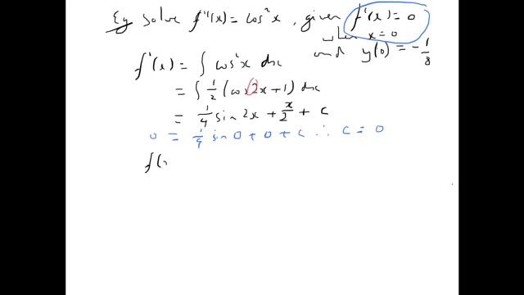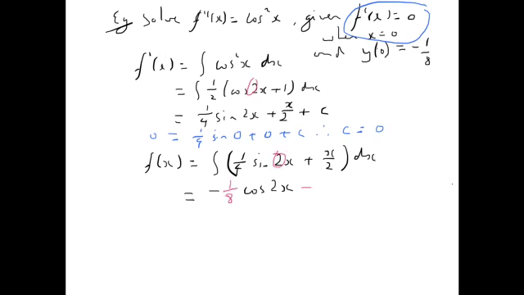Now f(x) is the integral of a quarter sin 2x plus x/2 in terms of x. The antiderivative of sine is negative cos, divide by the 2, so that gives me 1/8, plus the antiderivative of x/2 becomes x²/4, and you have a new constant, d.